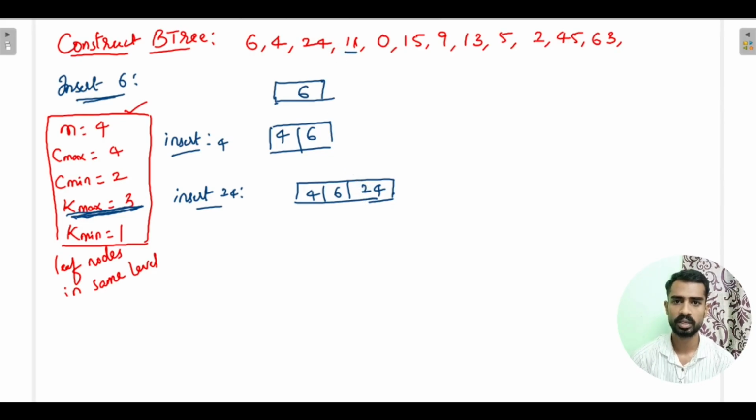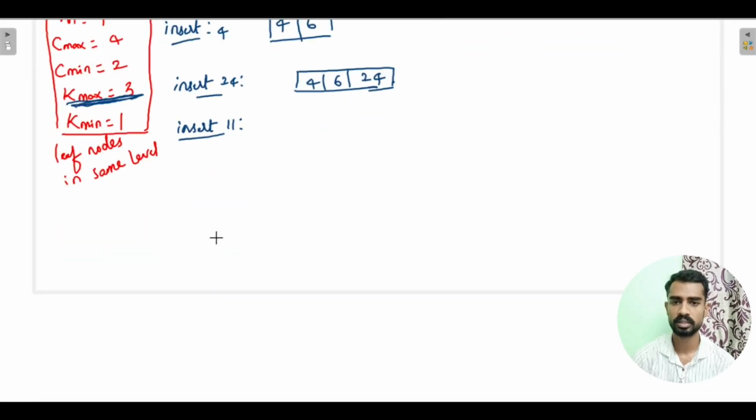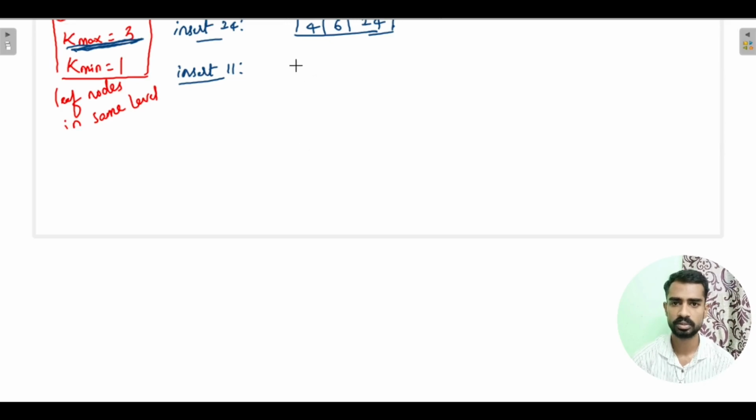Now it will get interesting after we insert 11. So let us see what happens. Insert 11. To insert 11, we'll have to consider this particular node first. We have 4, 6, and since 11 is bigger than 6, it goes here, but it is smaller than 24, so that is why I have inserted it here. Now if you see, it is violating the maximum number of keys.